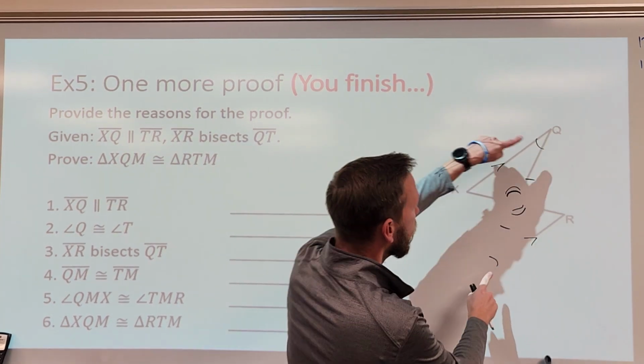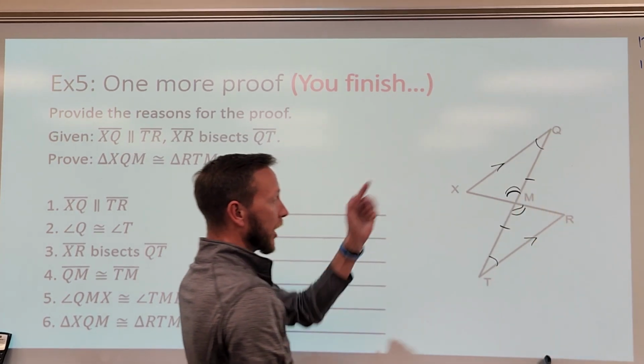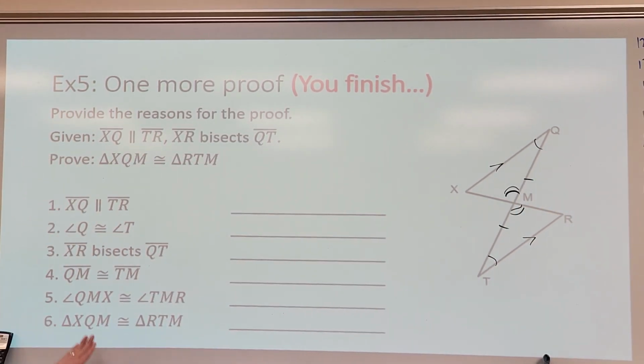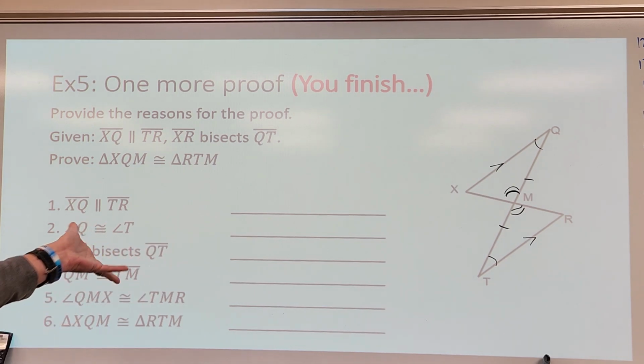Hopefully you can tell why these angles are congruent, why those angles are congruent, why these segments are congruent, and then you can tell what reason is the case, what is the triangle congruent shortcut for why these triangles are congruent to each other. So think through that, see if you can fill in the blanks. Remember, you don't lose points for getting them wrong, you just lose points for not finishing it. So give it a shot, try your best, fill in the blank.